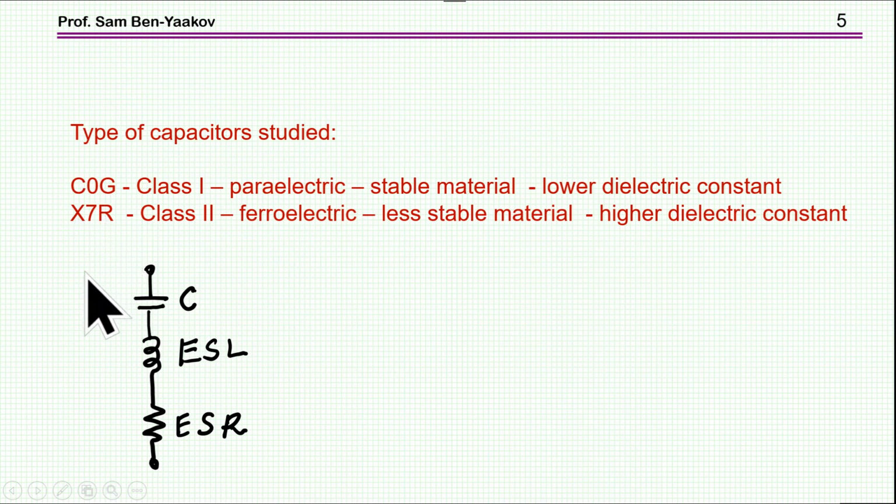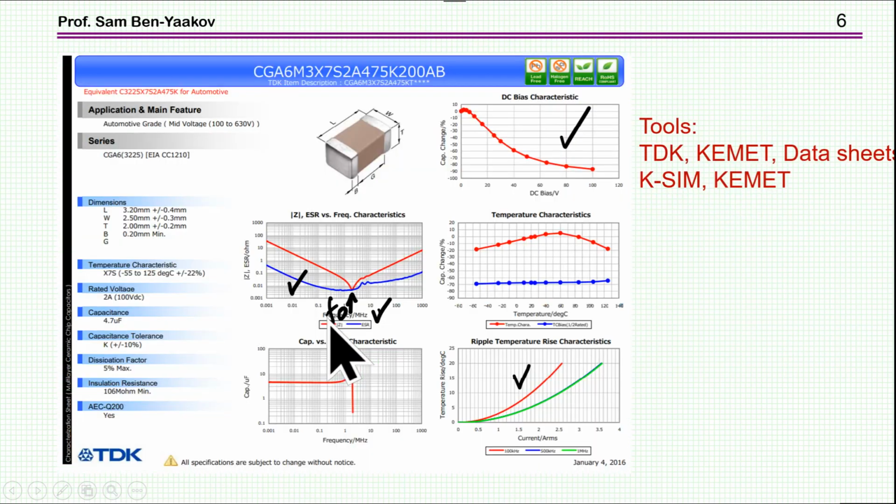X7R is probably the most popular class 2 material for some reasons. One of them is that it is less sensitive to temperature, and this is the only one we have included. There are many other units here which we are not discussing. So if you look at the datasheet of a typical ceramic capacitor, this is what you're going to see. This is the size, and then the material. In this particular case, it's X7S, which we are not discussing in this presentation. This is just an example.